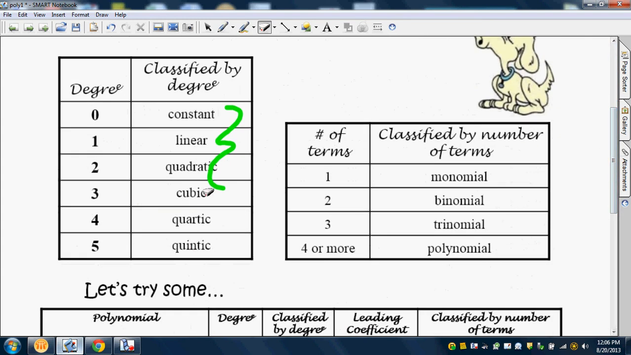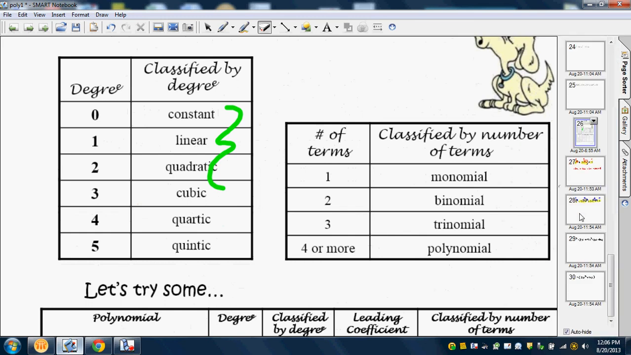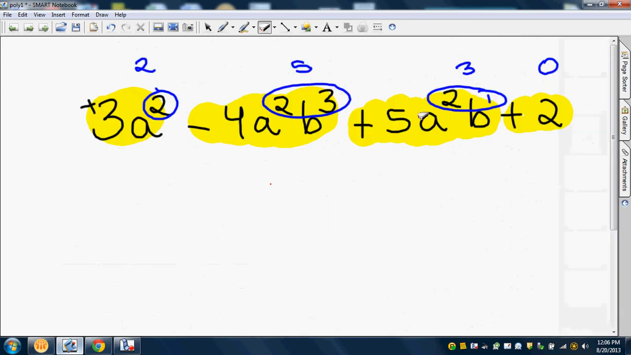This means that this is quintic, okay? Now, the problem with this particular problem is that it's not written in correct standard form. So we're going to rewrite it in correct standard form so that the highest degree term is first, which is this one right here.